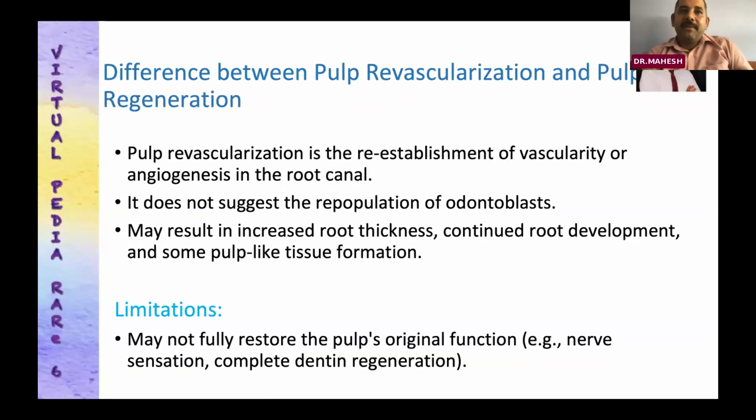So what is the difference between pulp revascularization and pulp regeneration? In revascularization, only angiogenesis is established. The population of cells formed in revascularization may not be odontoblast cells, but in some cases we tend to see increased root thickness, continued root development, and a pulp-like tissue formed. Limitation: it may not fully restore the pulpal functions, such as the nerve endings may not be fully established, and complete dentin regeneration may not happen in pulp revascularization.